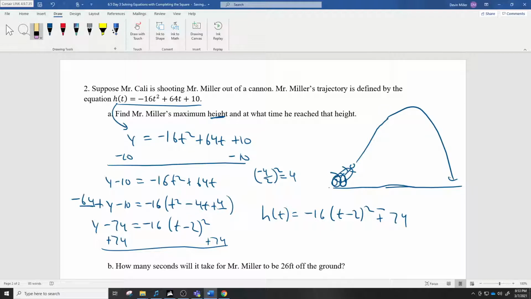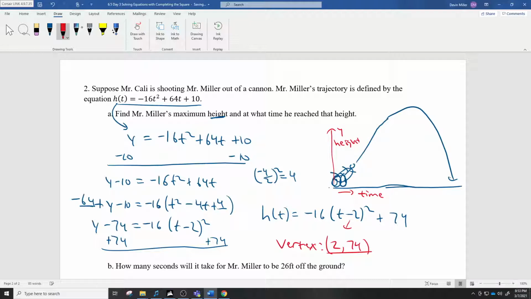So how does this get us the answer? Well, let's look here. The vertex, if you look at this equation, change the sign of this, would be 2 comma 74. So what does it actually mean? Remember, we're looking at the time as it goes across the x-axis. This is time. So our x value is actually 2. And then our y value is our height.